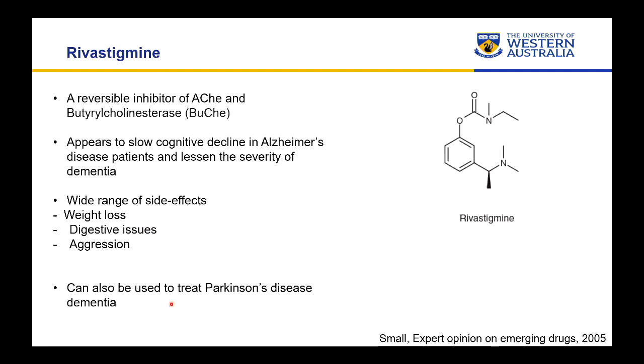But interestingly, rivastigmine can also be used to treat Parkinson's disease dementia. So it can be extrapolated not just to dementia specifically, it can also be extrapolated to Parkinson's disease dementia, so motor symptom dementia.